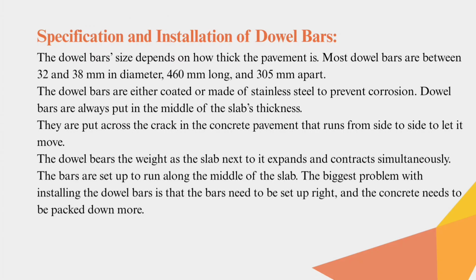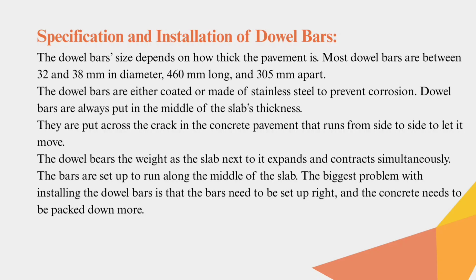The dowel bar's size depends on how thick the pavement is. Most dowel bars are between 32 and 38 mm in diameter, 460 mm long, and 305 mm apart. The minimum distance between two bars should be 305 mm.